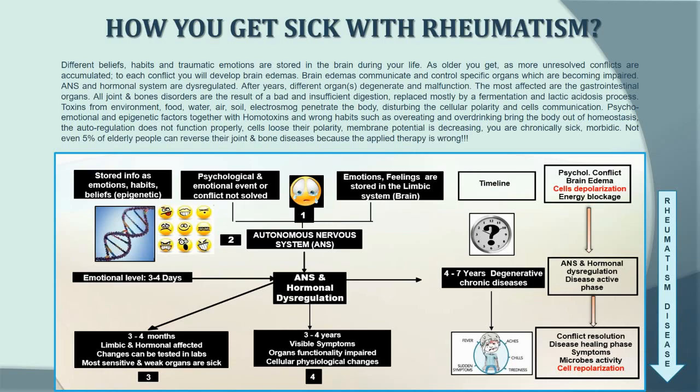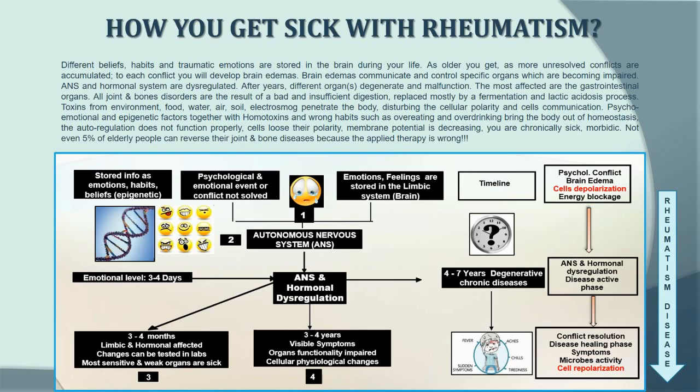The most affected ones are the gastrointestinal organs, and all joint and bone disorders are the result of a bad and insufficient digestion, replaced mostly by a fermentation and lactic acidosis process. Also, toxins from your environment, food, water, air, and soil, as well as electrosmog, penetrate your body and thereby disturb the cellular polarity of your cells and thereby the cell communication.